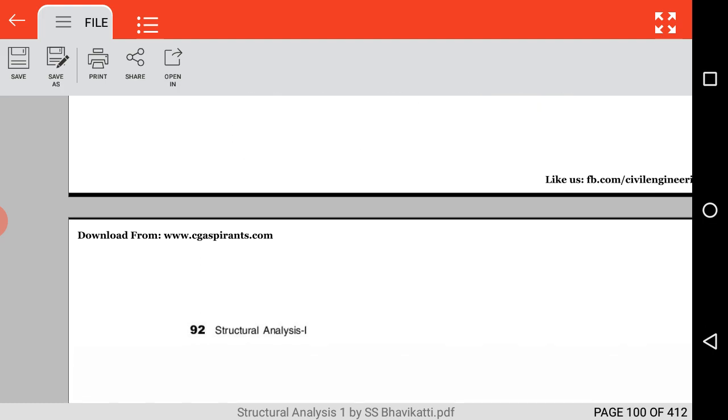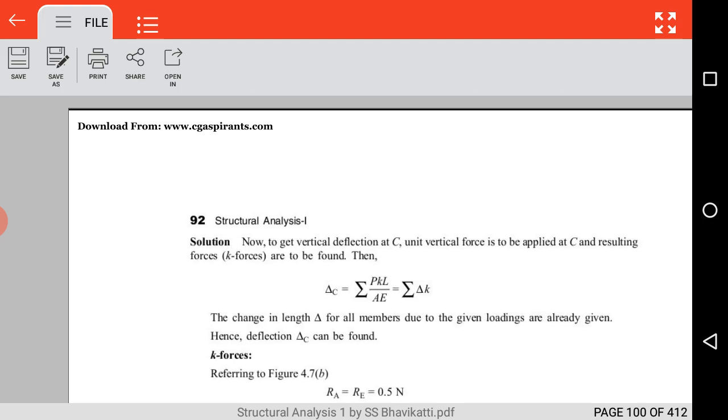So to solve this type of truss, we have the equation that the deflection delta equals summation of PKL upon AE. Already PL upon AE values are given, that is the change in the members, which is nothing but the strain, so it is represented by delta, and K is the force in the members due to the unit load applied at the joint.